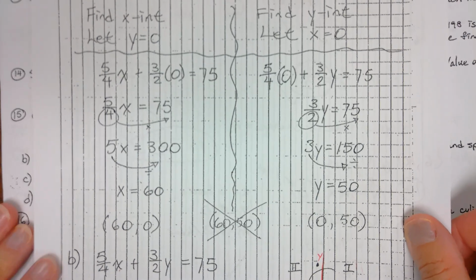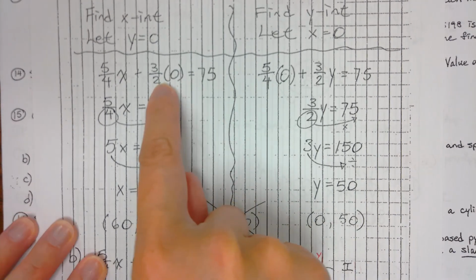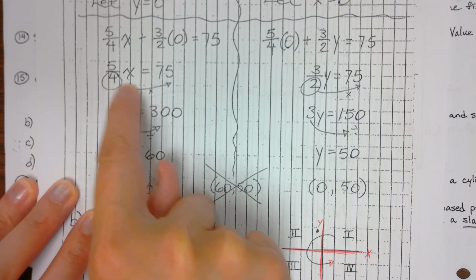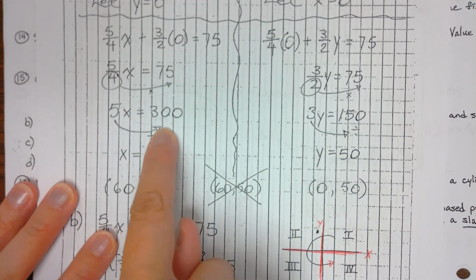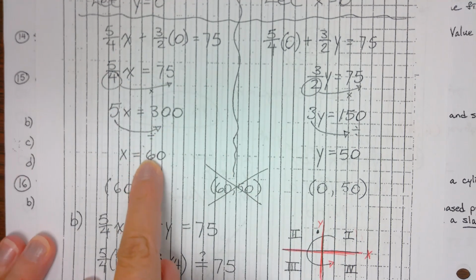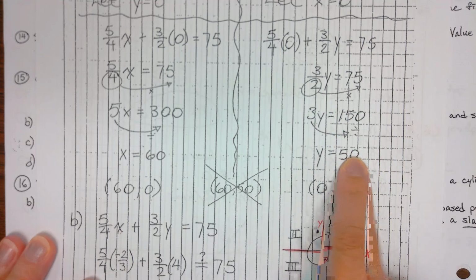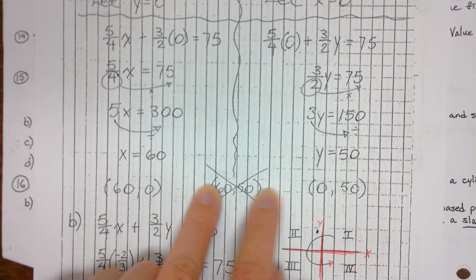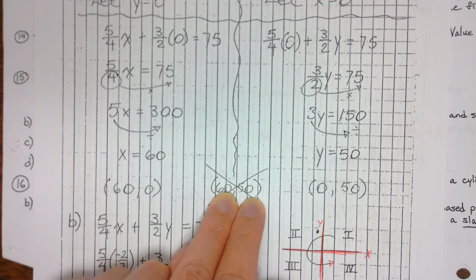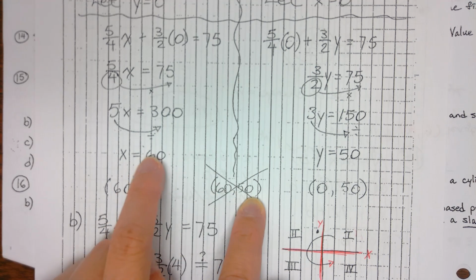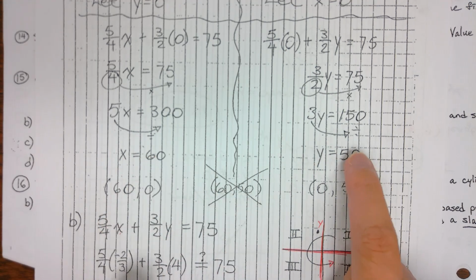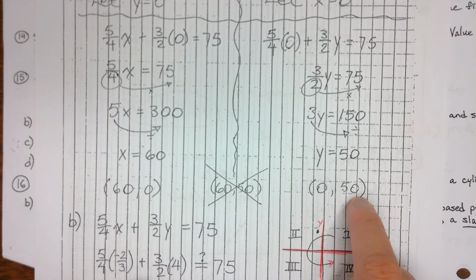Okay, and then anything times 0 is just 0. So substitute it in, and then move the 4 over by multiplying, move the 5 over by dividing. I get x equals 60 and y equals 50. Remember, you do not put them together to make one point. This is an x-intercept, so it's 60, 0. This is a y-intercept, so it's 0, 50. Don't put them together.